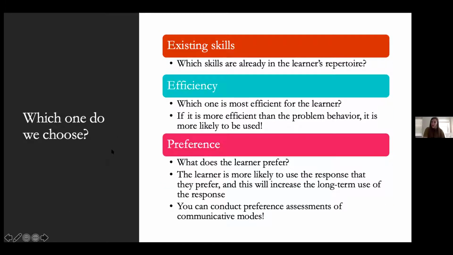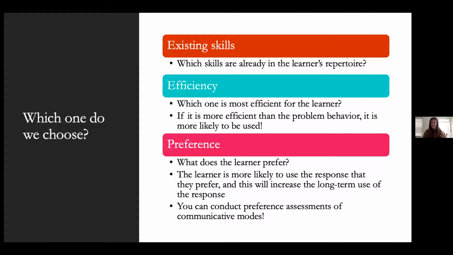So there's all of these different options. Which one do we choose? Well, the first thing that you want to look at are existing skills. What skills are already in the learner's repertoire? Does he already primarily communicate using vocal language, or does he already primarily communicate using sign? We also want to look at which one is the most efficient for the learner.